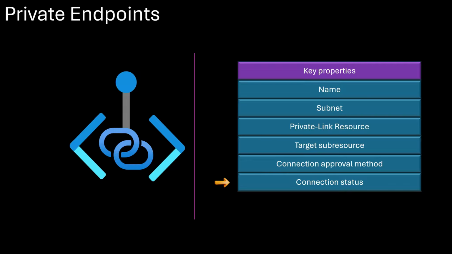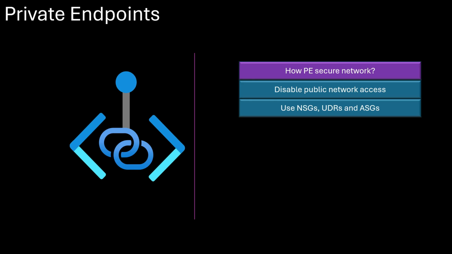its state. Let's discuss how private endpoints secure your network. When you use private endpoints, your traffic never touches the public internet. It stays inside Azure's backbone network and ensures low latency and high security. But there is a catch. You need to set up proper access controls for it.